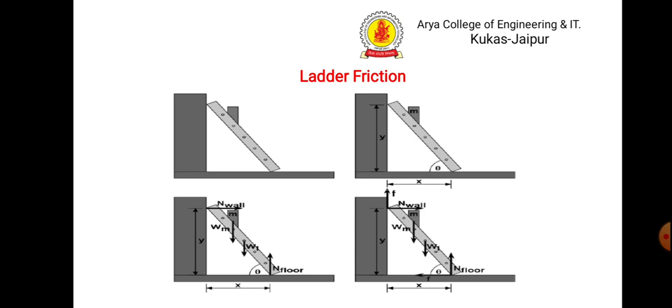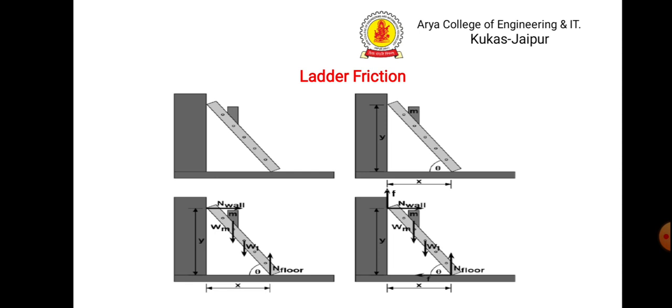Suppose this is a ladder which makes an angle theta. The horizontal distance is x, the vertical distance is y, and suppose one end is at the wall and one end is at the floor. So for the wall there is a reaction N wall, and for the floor the reaction is perpendicular, that is N floor.